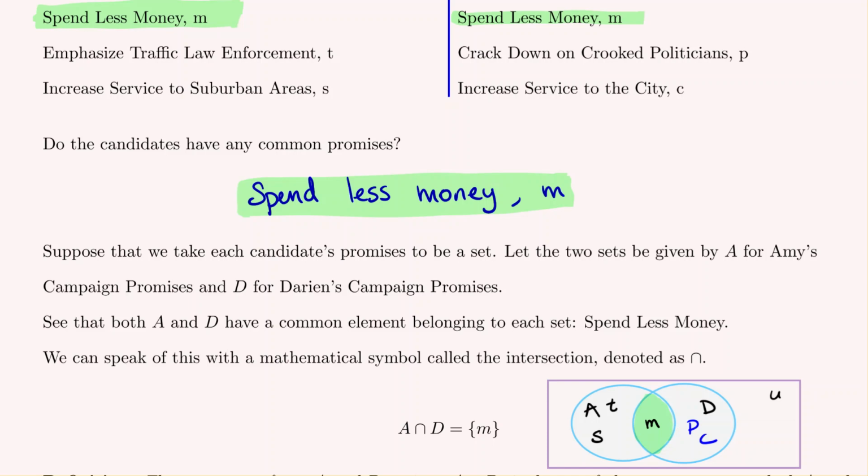Now the mathematical notation that we use to show intersections is this upside down U. So we would read this left to right as the set A intersected with the set D. The only thing they share in their intersection is the campaign promise M.